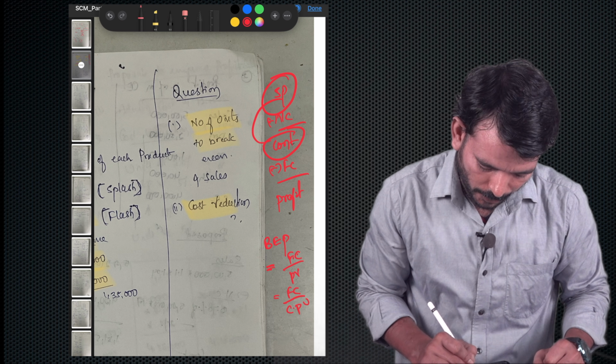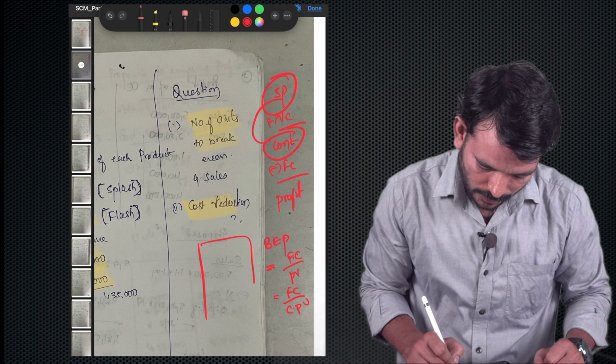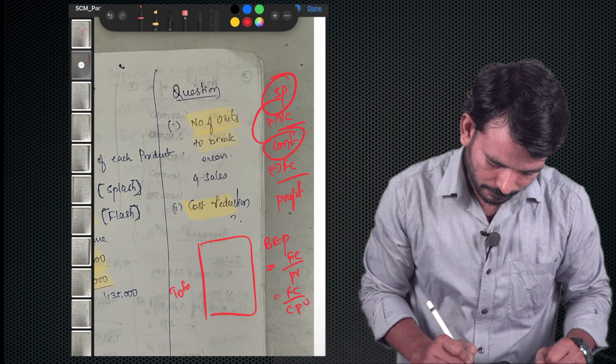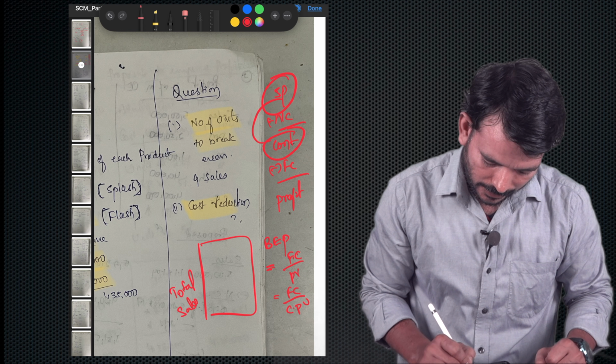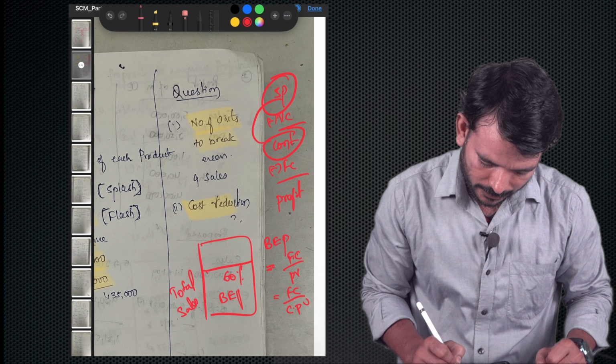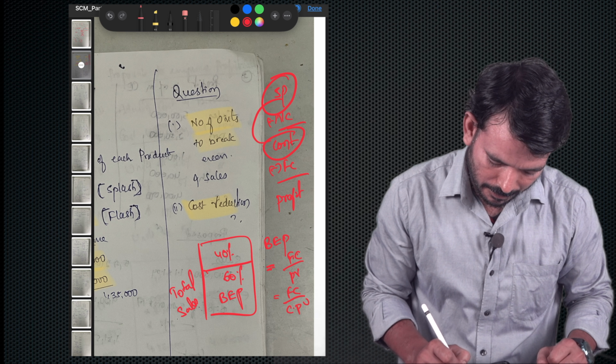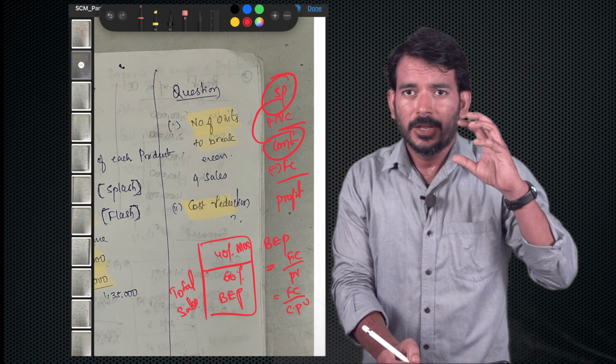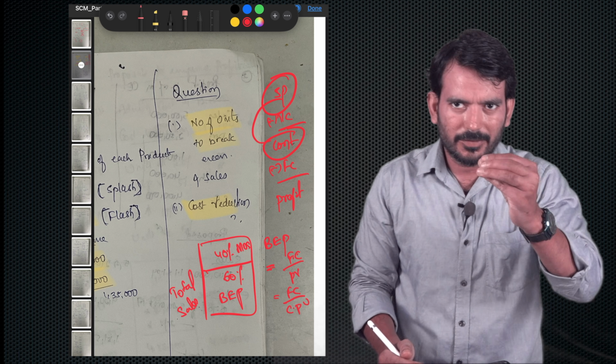And coming to the next point, see, if this is your total sales and this is 60%, till 60% is the break even point, which means the remaining 40% is the margin of safety, which means till 60% you are just recovering your variable cost.